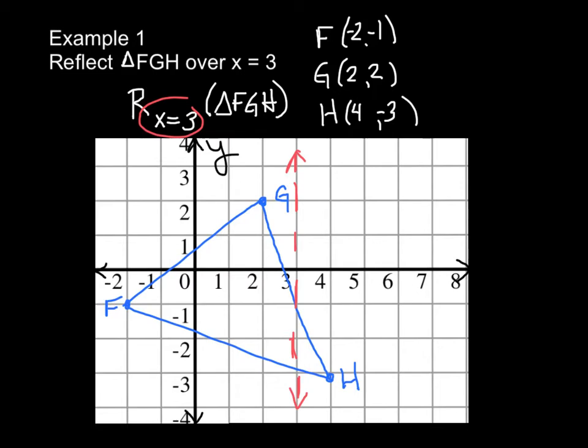Here's where it gets a little tricky, but if you remember what you're doing, it's not hard. Remember, you're preserving distance. So F is 1, 2, 3, 4, 5 units away from the line of reflection. So we're going to go the other way. 1, 2, 3, 4, 5. So we're going to call this F prime. G is going to be 1 to the right since it's 1 to the left. And H is going to go to the left 1 space, and that's going to be H prime. And I magically connected my green triangle, and you just drew the image of the pre-image triangle FGH, which has been reflected over x equals 3.